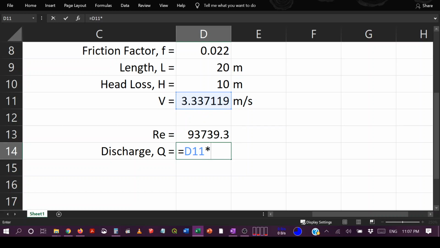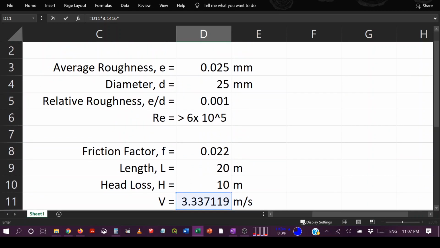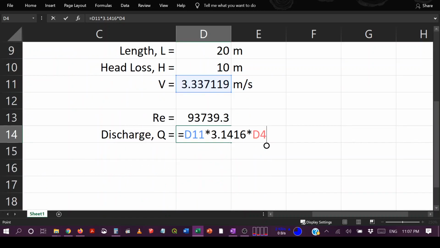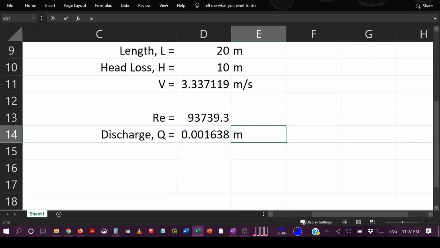Area is pi, that is 3.1416 approximately, into d square. D is 25 mm, but it has to be in meter, so divided by 1000, and this has to be squared, so I'll put a bracket, and square will be given as this power sign, pi d square divided by 4. So that is this much meter cube, or cubic meter per second. So this is our answer.